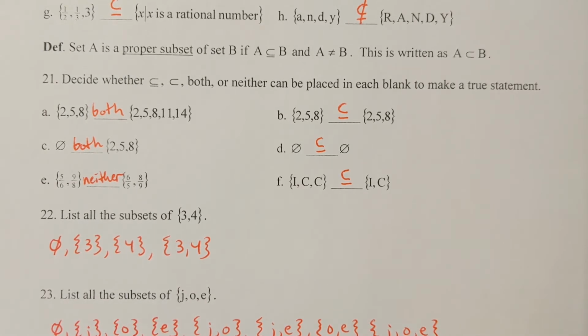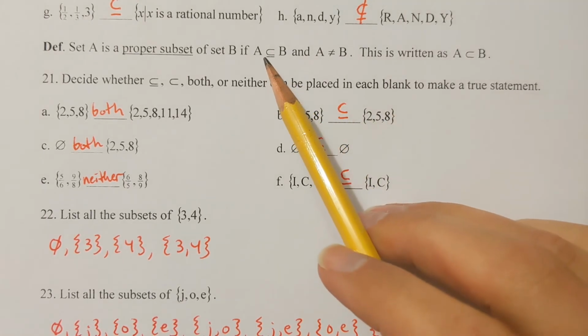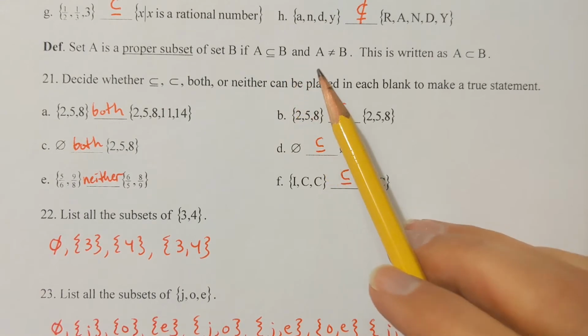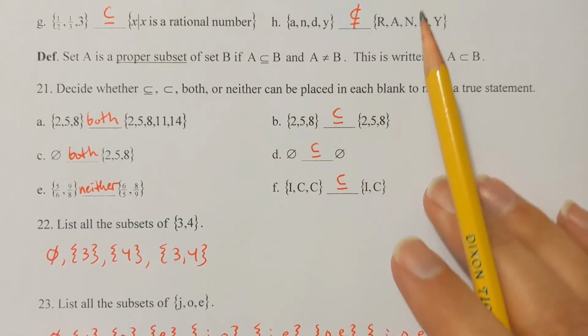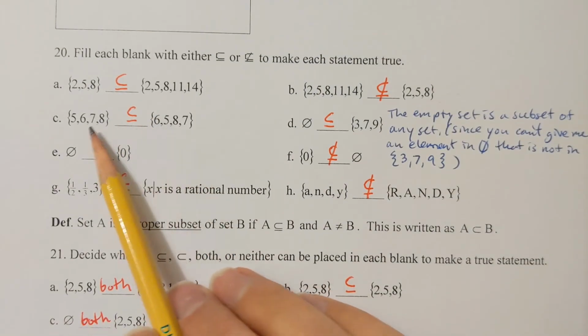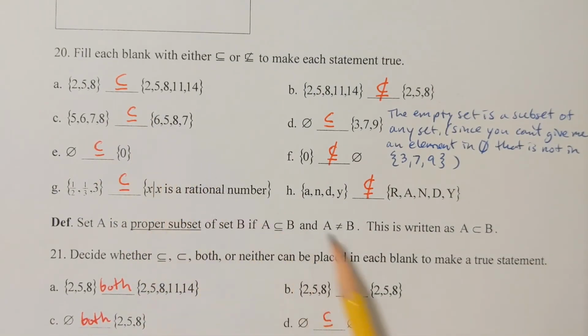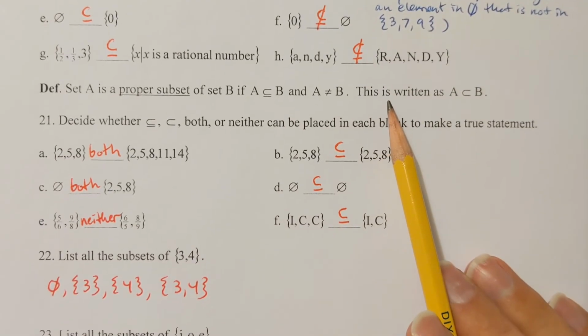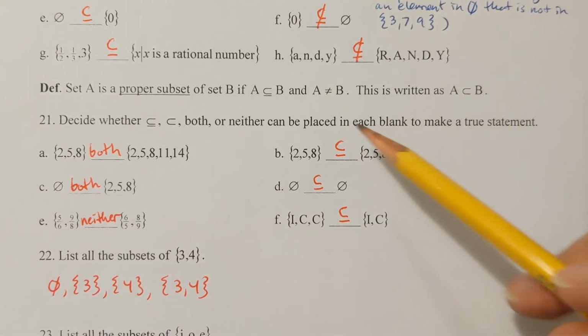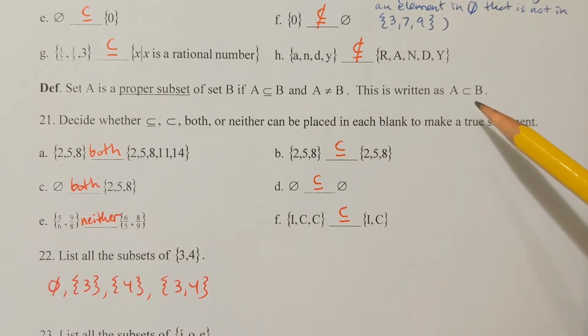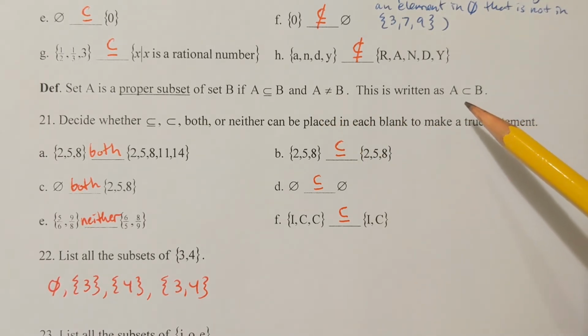Definition: set A is a proper subset of set B if, number one, A is a subset of B, that has to be true, and number two, A is not equal to B. So A can't be equal to B for the case of a proper subset. To write a proper subset sign, you write the subset sign but don't have the equal sign underneath, is kind of the best that I can explain it. The way that I'd read this is to say A is a proper subset of B.